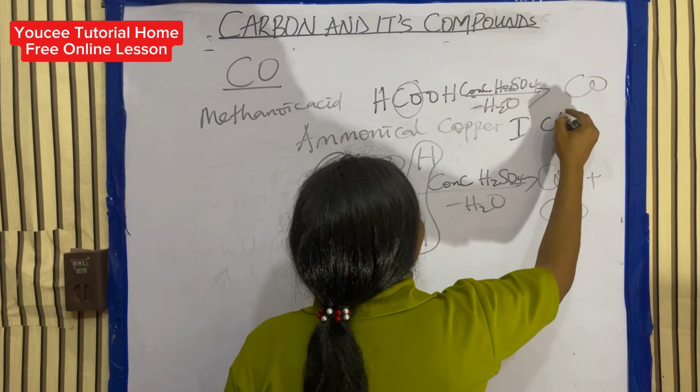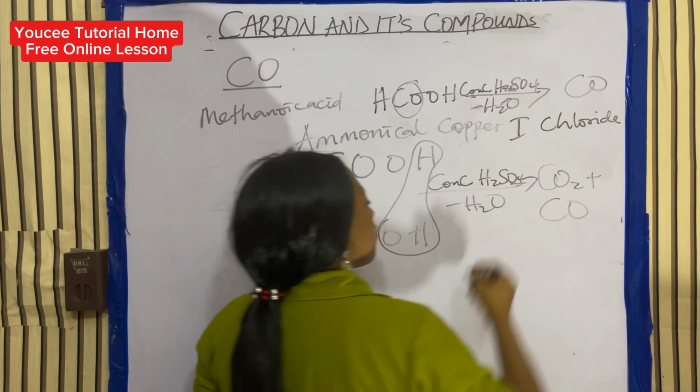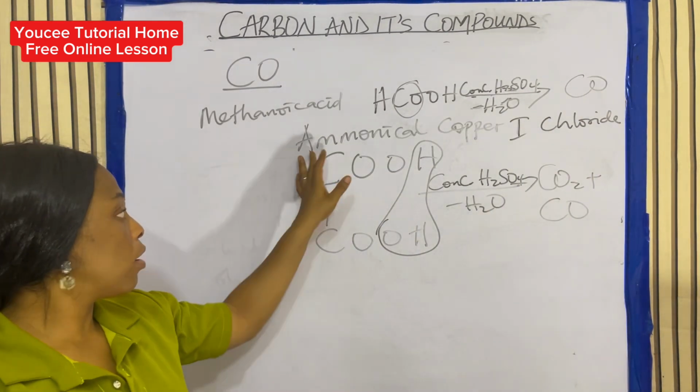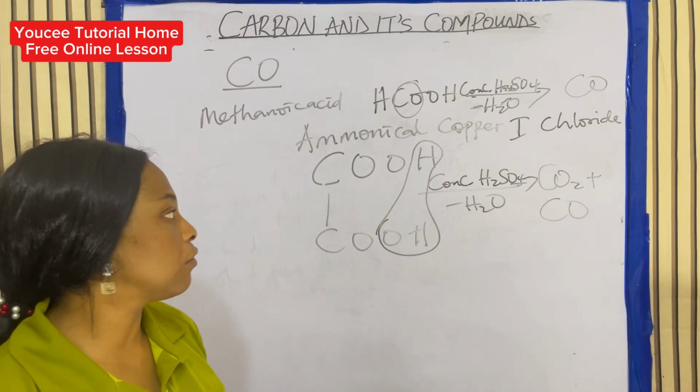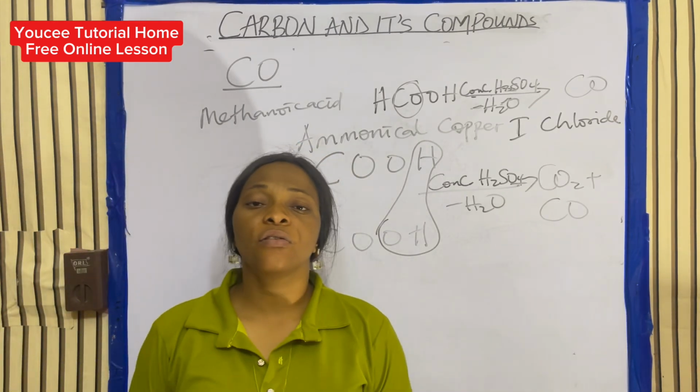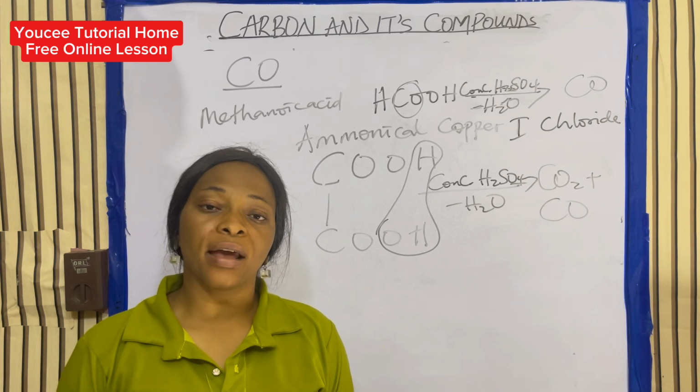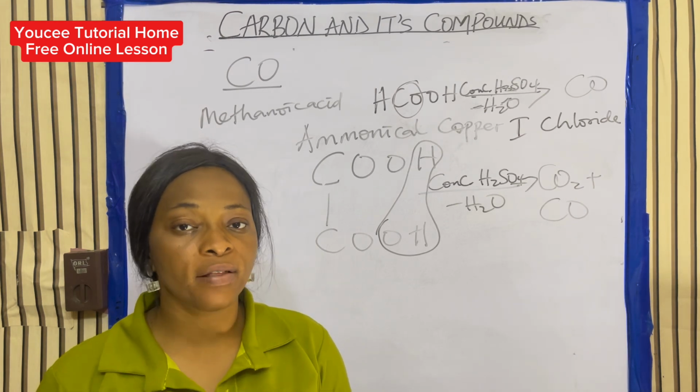Copper 1 chloride. It is soluble in ammoniacal copper 1 chloride. Examiners love this question. Take notes. Then another thing you need to know about carbon 2 oxide is that it is neutral to litmus.